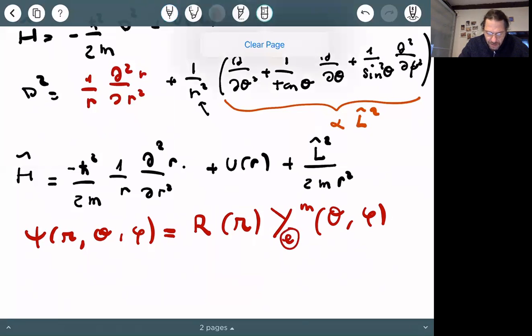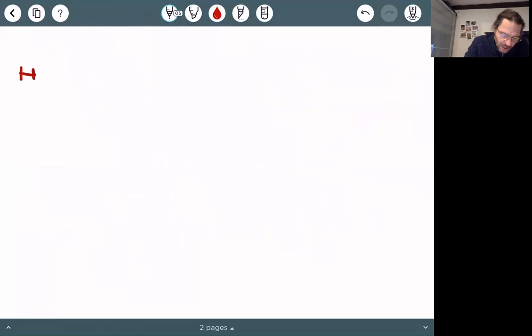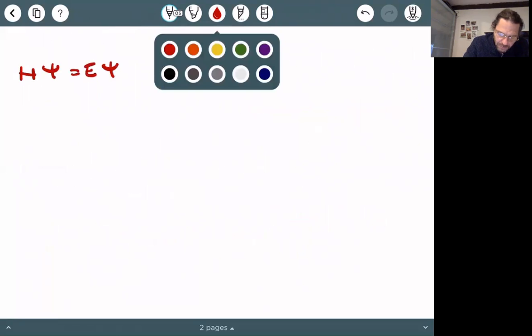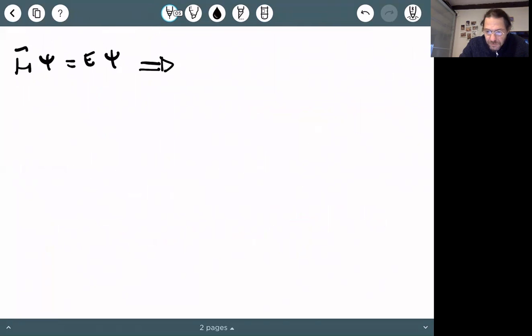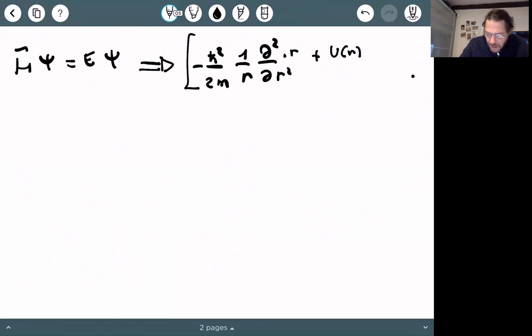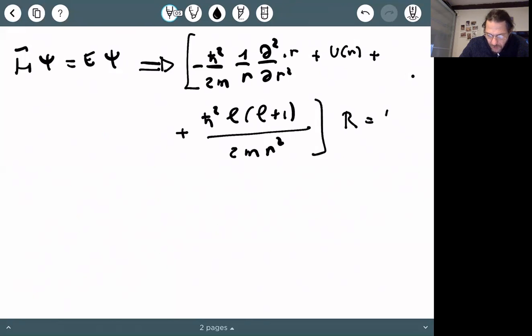More specifically, the complete Schrödinger equation, H psi equals E psi, can be decomposed into a family of Schrödinger equations of the form negative h bar squared over 2m, 1 over r, d squared over dr squared, r, plus the potential energy, plus h bar squared L(L plus 1) over 2mr squared, where L is now a parameter, acting on the radial wave function only. This is called a radial Schrödinger equation.